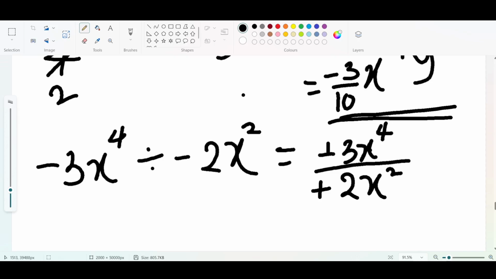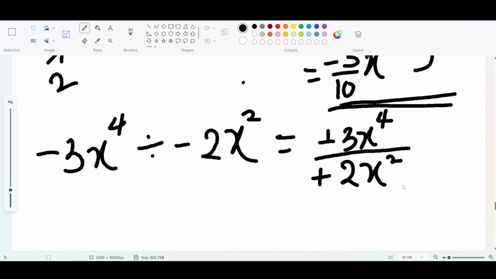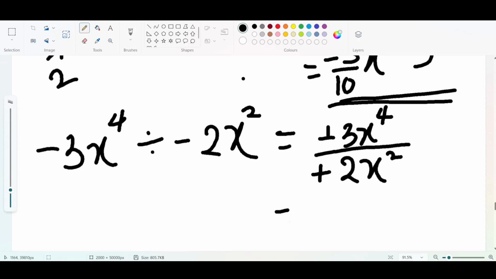Now for division, whenever we are having division in our expression, instead of, in the case of multiplication, it is addition, that is you add the powers. But for division, you subtract the powers. So for division, we do what? We subtract the powers. So this is going to be 3 all over 2 x raised to power 4 minus 2.